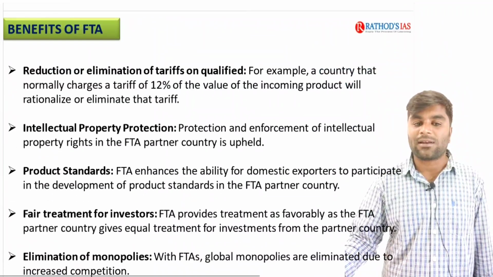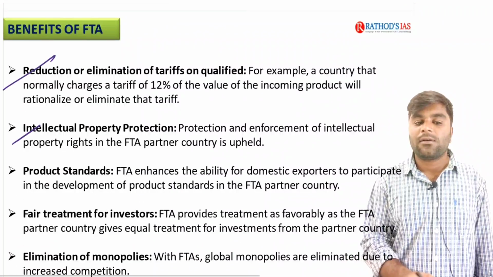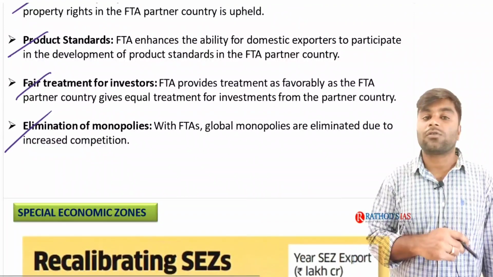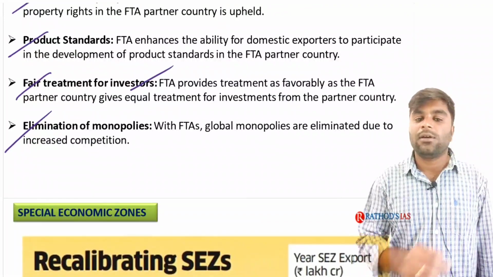So I hope it is very clear. These are the benefits of the free trade agreement. Just go through it. You need to go through it.